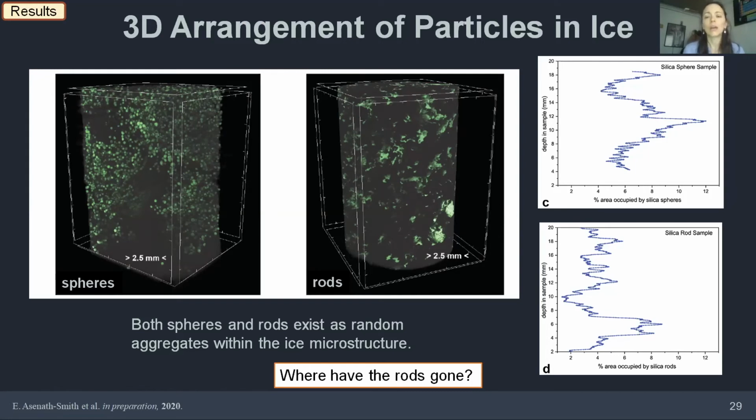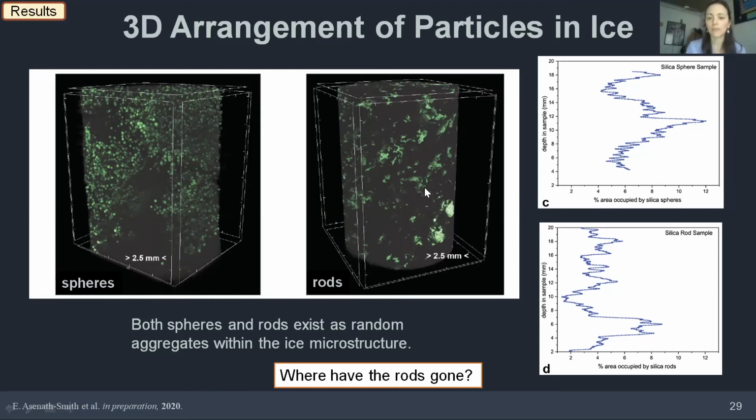We can't fully achieve a perfect distribution without adding surfactants or salts or other things that would then change the ice freezing point or microstructure itself. So this is somewhat random, although we do make efforts to sort of mechanically distribute the particles. So I want to point out that in the sphere case, you can see these perfect spheres with your eye.